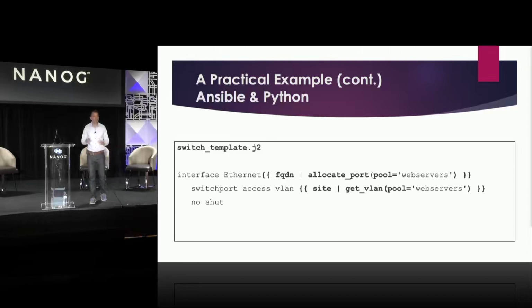And we're going to run a function that we've created up in our filter plugins folder called allocate port. And we're going to feed it the pool that we want to get the port from. In this case, it's the web server pool. And the same with the VLAN. We're going to feed in the variable of the site, and we're going to run a function called getVLAN and have the same pool web servers for the VLAN.